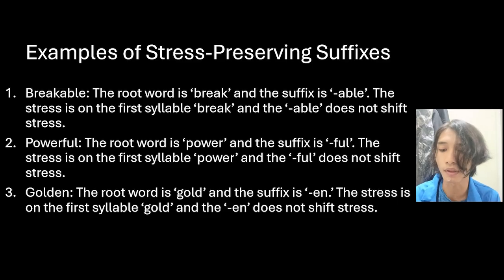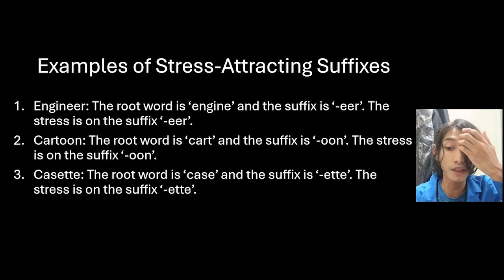And the last is golden. The root word is gold and the suffix is en. The stress is on the first syllable gold and the en does not shift stress. And these are three examples of stress-attracting suffixes. The first is engineer. The root word is engine and the suffix is eer. The stress is on the suffix. Cartoon. The root word is cart and the suffix is oon. The stress is on the suffix oon.